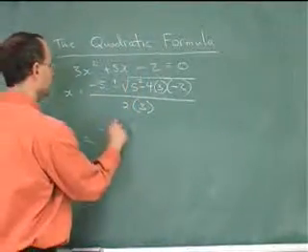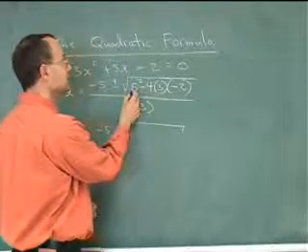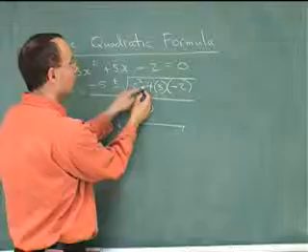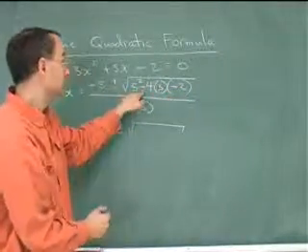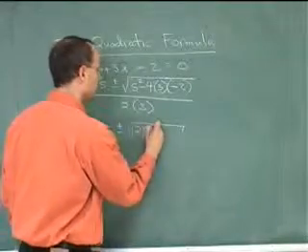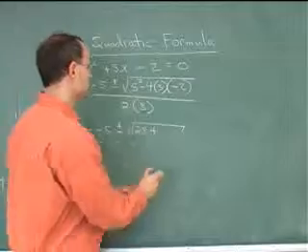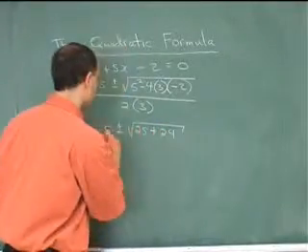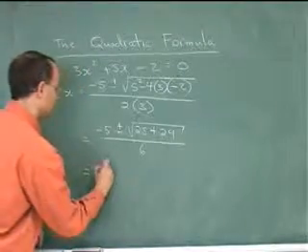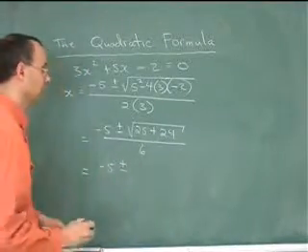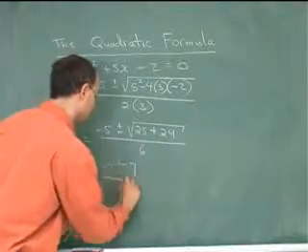And we've got negative 5 plus or minus the square root of 25. Now here we have a minus, but we're also timesing these numbers, one of which is negative. So this is going to be 25 plus 4 times 3 is 12, 12 times 2 is 24, all over 2 times 3 is 6. So now we have negative 5 plus or minus the square root of 49, which is 7.